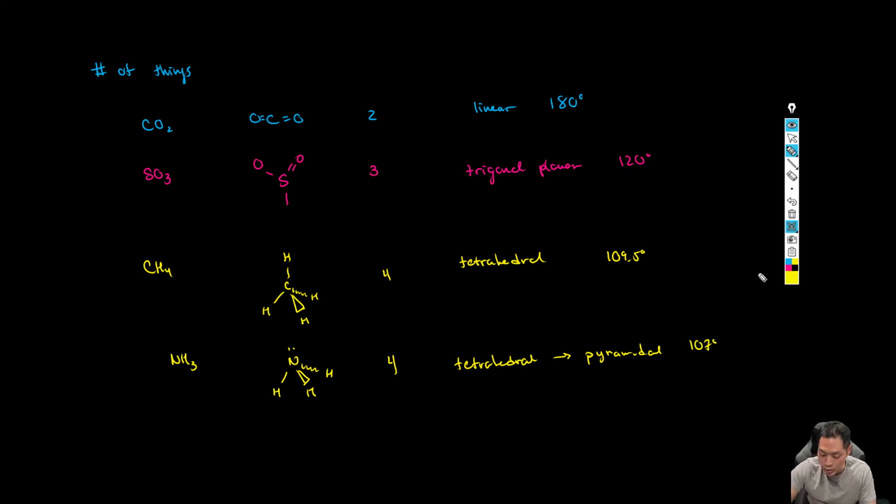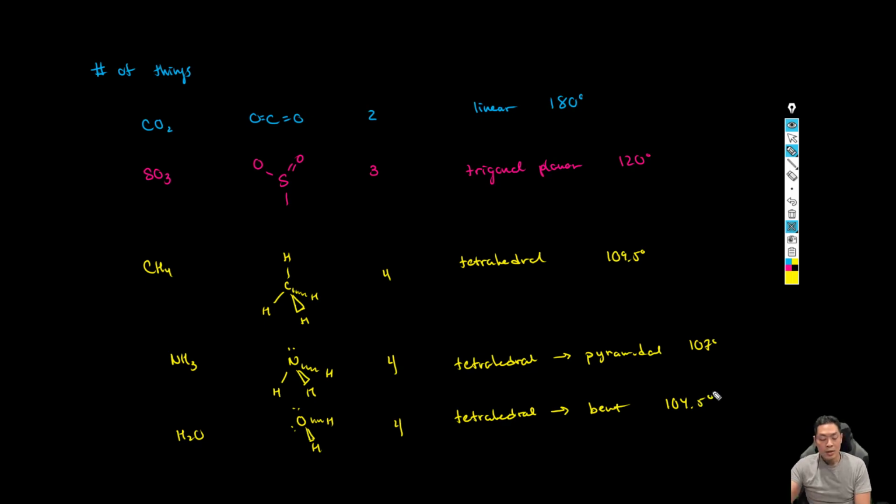Okay, and the last one, H2O, is also a tetrahedral. You have oxygen, you have, I'll do lone pairs like that. You have 1 hydrogen here, 1 hydrogen here. So you still have 4 things around it. 1, 2, 3, 4. So technically it's still a tetrahedral, but because it has 2 lone pairs, we're going to call it bent. And it's going to push the hydrogens even closer together. So it's going to be 104.5.